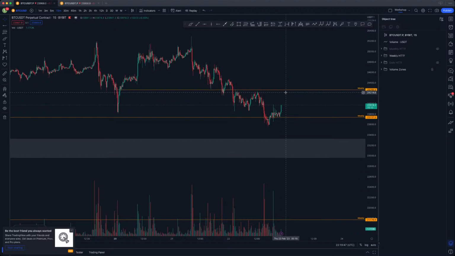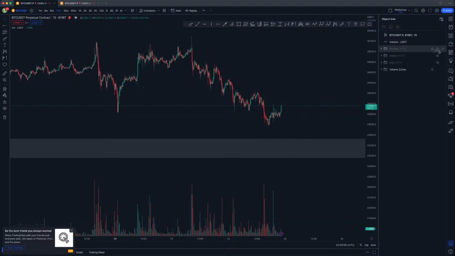If it fails here, if it doesn't break through again on this third time, I would be aiming down here. I would be looking for this 23k volume zone here, because three attempts to break through the weekly level is normally a sign of weakness if it can't get through.